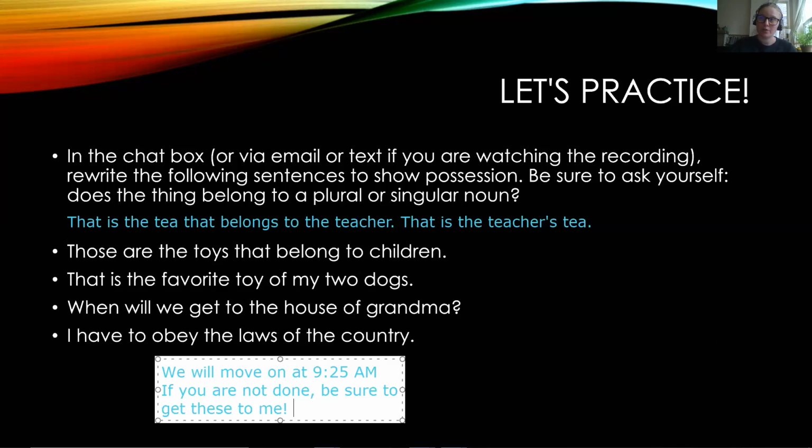We're going to go over, though, oh, I'm getting more here. Great. So what is wonderful here is that there are a couple different correct ways to rewrite these sentences with possessive apostrophes. And some of these are a little easier than others.